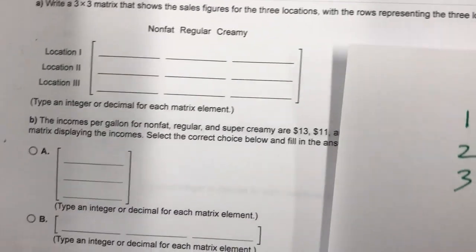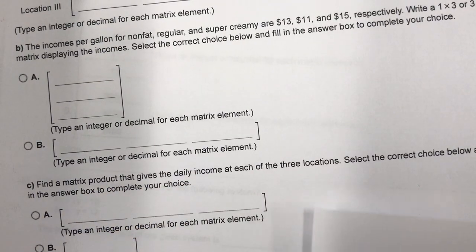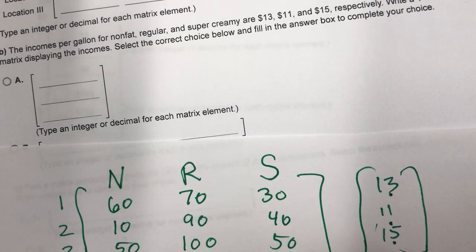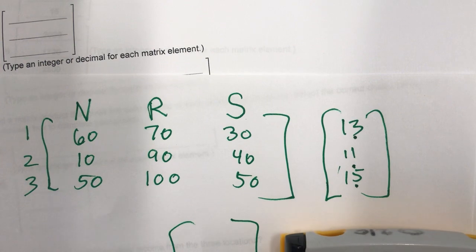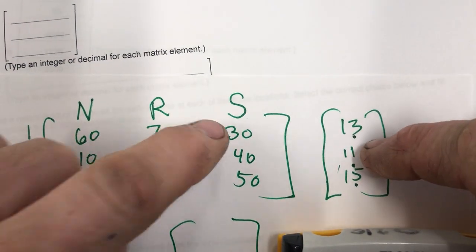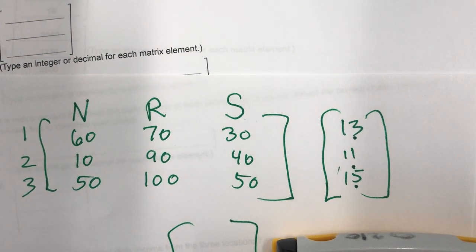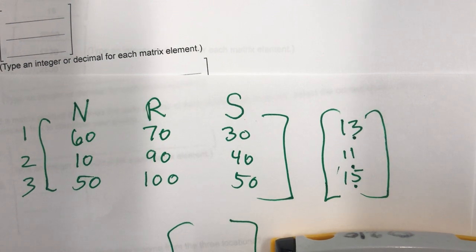Now part C says find a matrix product that gives the daily income of each. That means I'm going to multiply these. See, I knew I was going to do that. I just had that feeling. I'm going to use the calculator here: 60 times 13 plus 70 times 11 plus 30 times 15, and that's 2,000.